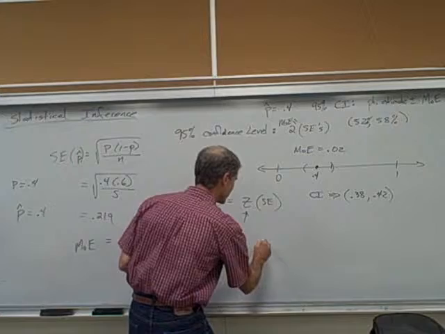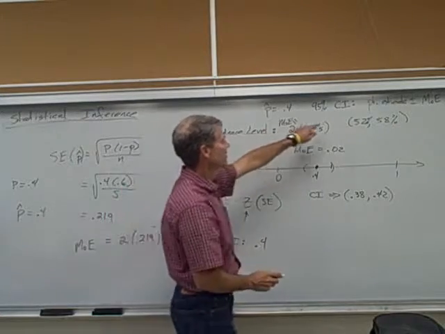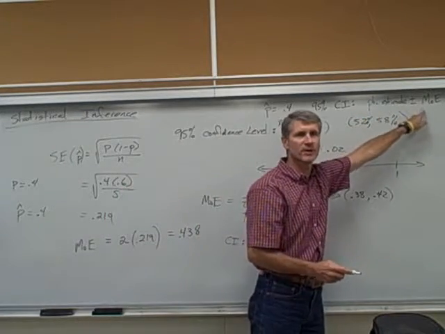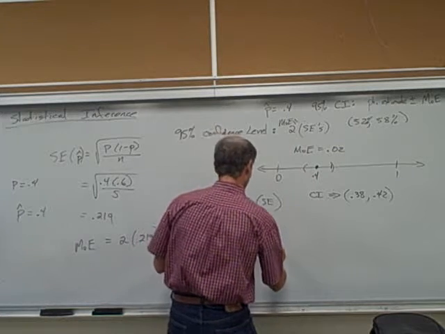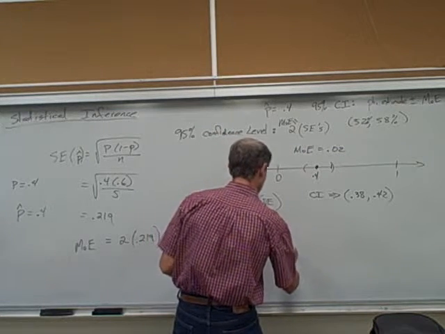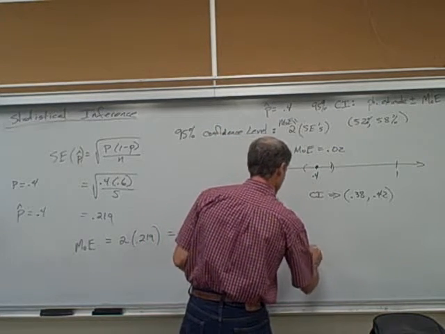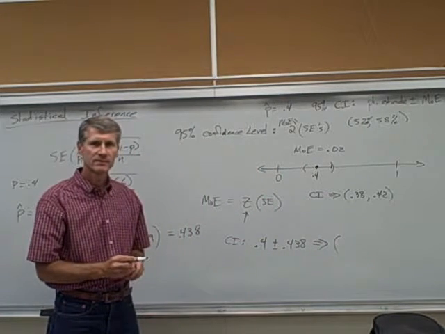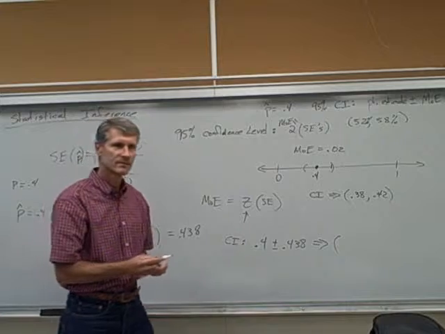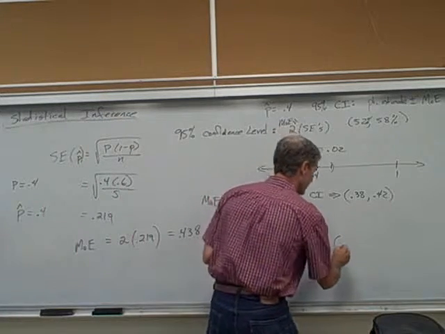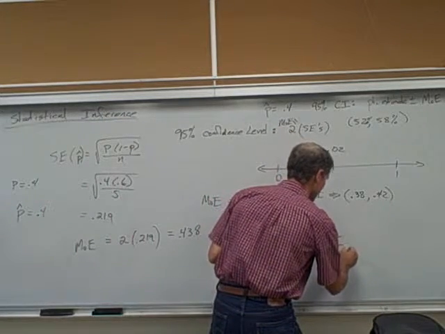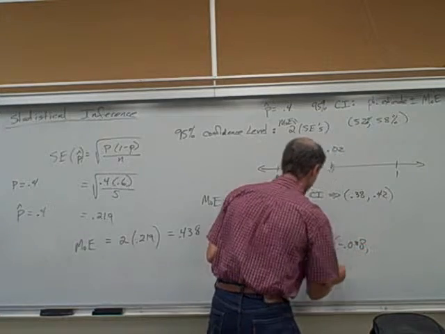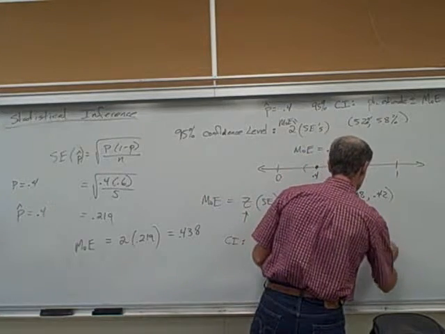What would my confidence interval be? Well, it would be 0.4, my point estimate. Remember, point estimate plus or minus margin of error. My margin of error is 0.438. Negative 0.038 up to 0.838.